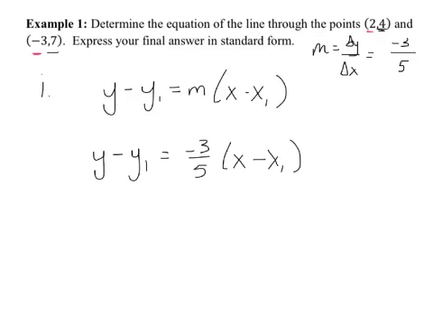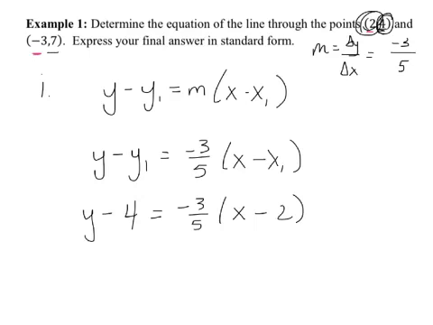At this point, we can go ahead and just plug in one of our two given points. We're given the point 2, comma 4, and we're given the point negative 3, comma 7. It really doesn't make any difference which one you plug in because they both are on the line. So, just for the sake of simplicity, I would plug in 2, comma 4. So we get y minus 4. Again, the 4 is y1, and the 2 is x1, equals negative 3/5 times x minus 2.